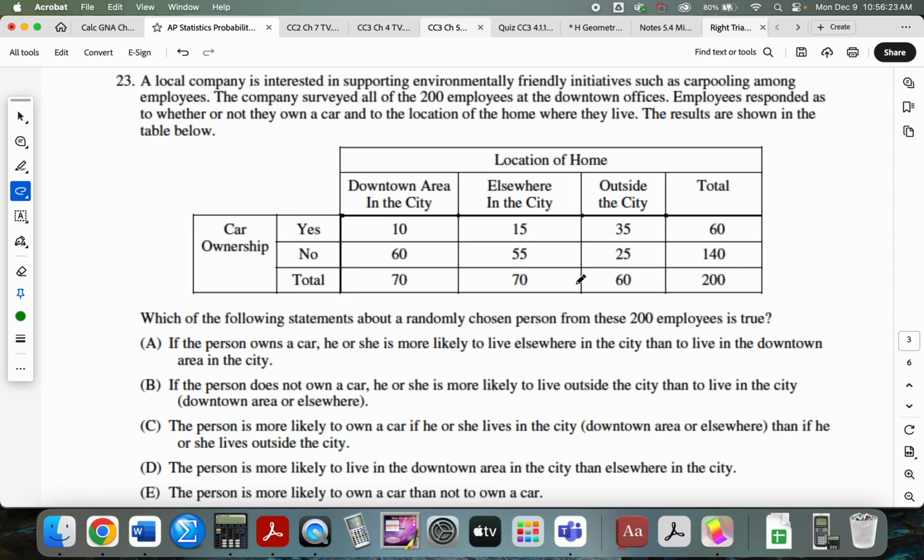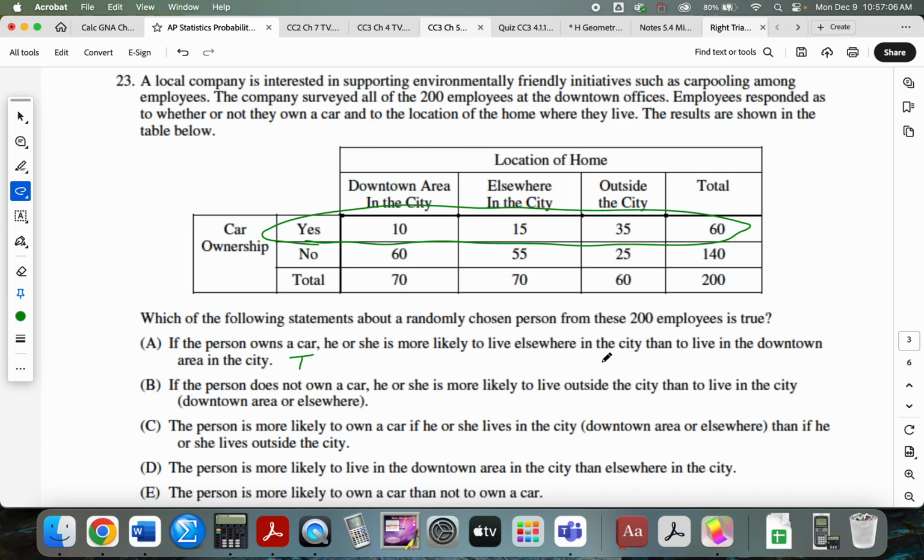So you're going to have to go through them one at a time. Let's do this one together. If a person owns a car, he or she is more likely to live elsewhere in the city than to live in the downtown area of the city. So, of the people who own a car, we're only looking at this row. Is that true or false? True. That's true. And you're like, well, okay, I don't trust that. I always look at all of them.